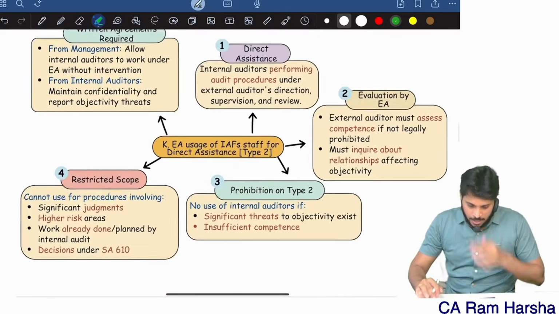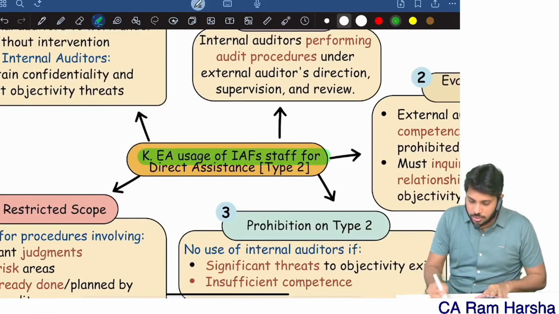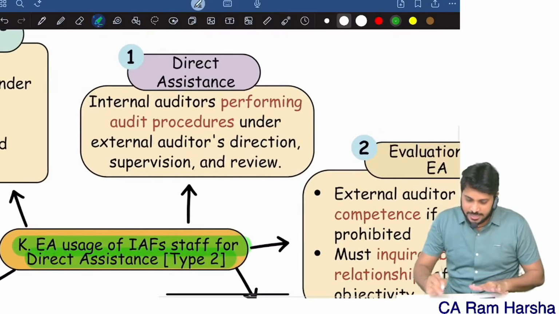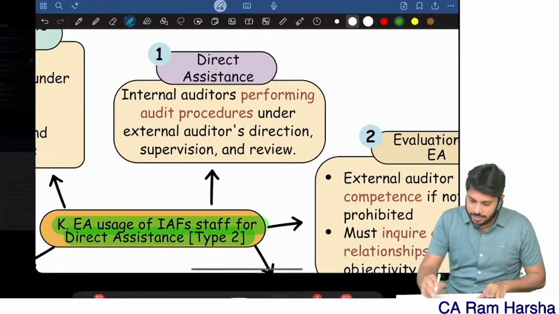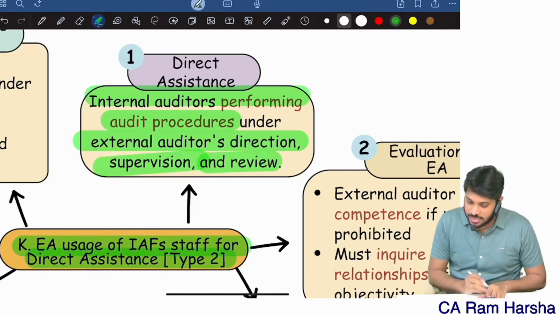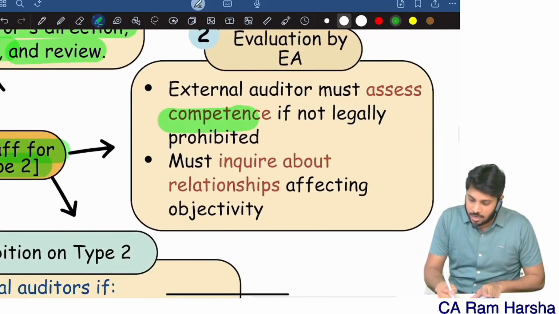Next, Type 2: external auditor usage of internal audit staff for direct assistance. First of all, direct assistance means what? Internal auditors performing audit procedures under the external auditor's direction, supervision and review. What do you need to evaluate? Competence, you need to evaluate.